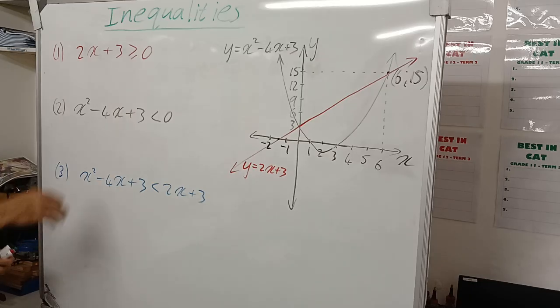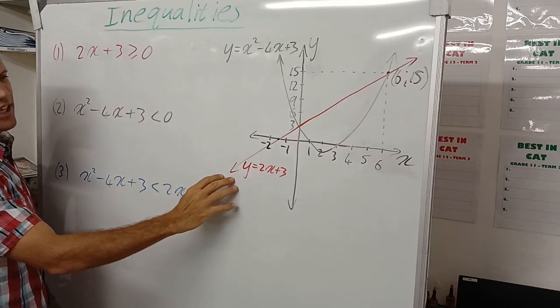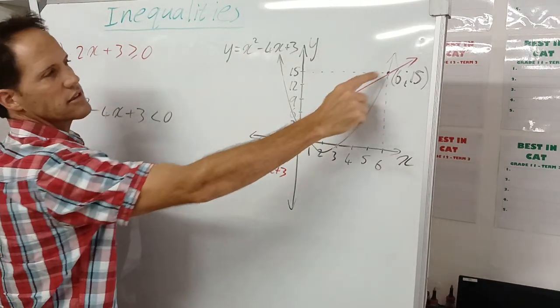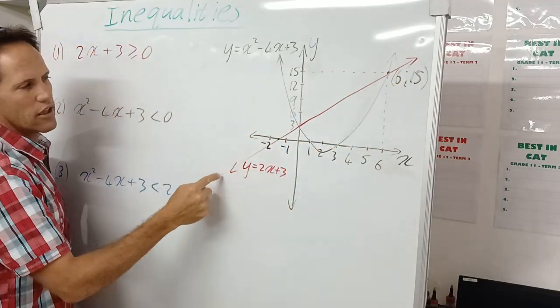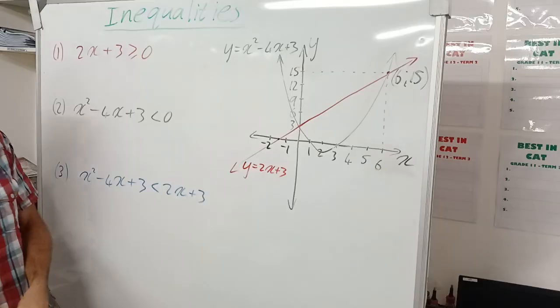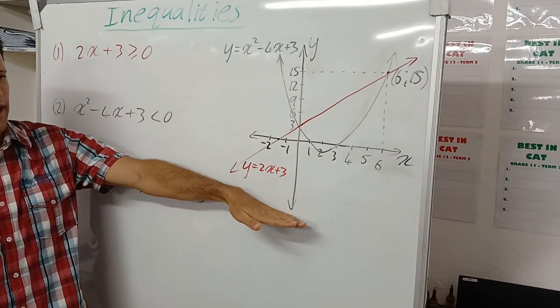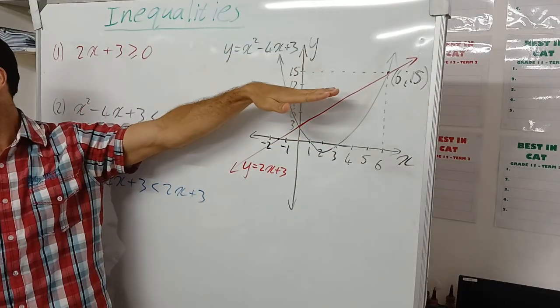Let's look at this one first. 2x plus 3 bigger or equal to 0. So the straight line, y equal to 2x plus 3. There's the straight line, y equal to 2x plus 3. Obviously, if you think about it, there's the x-axis. Everything below the x-axis is where it's negative. Everything above the x-axis is where it's positive.